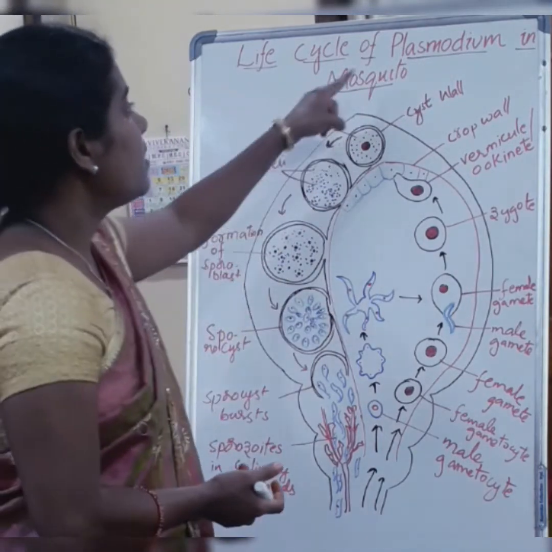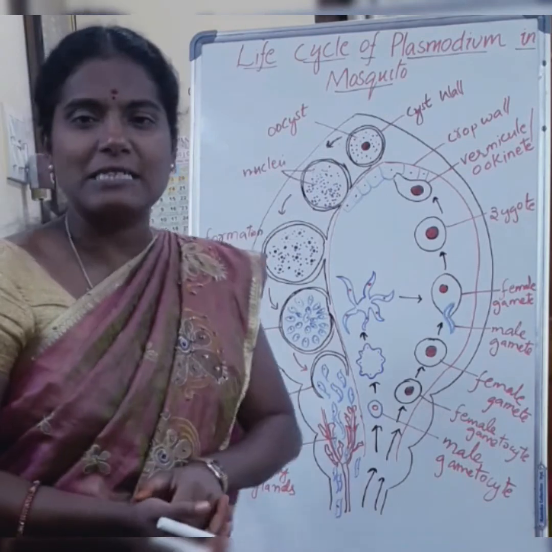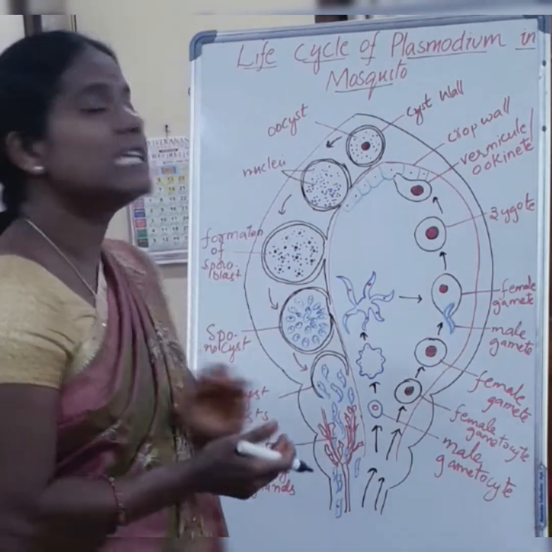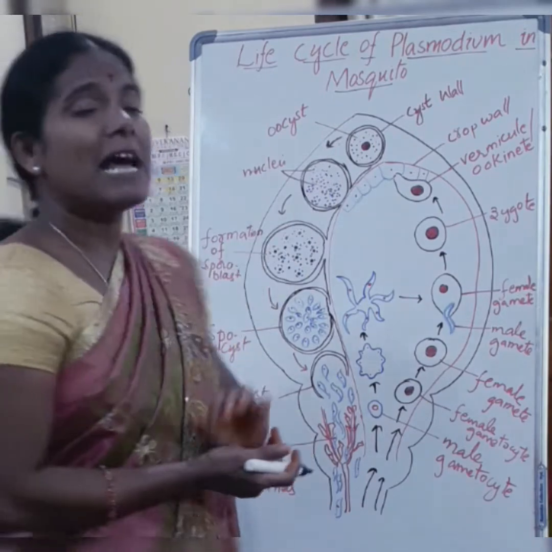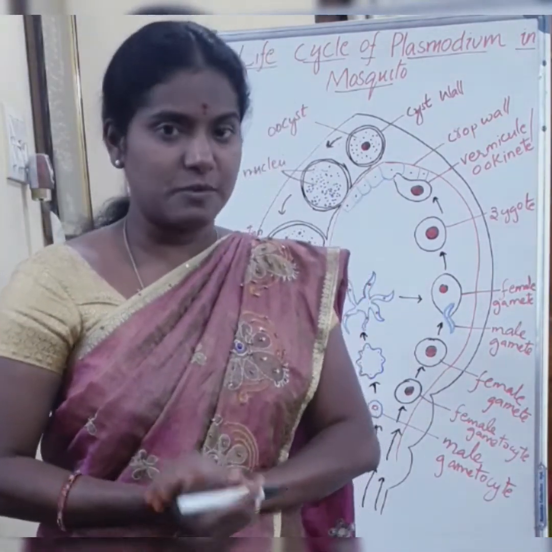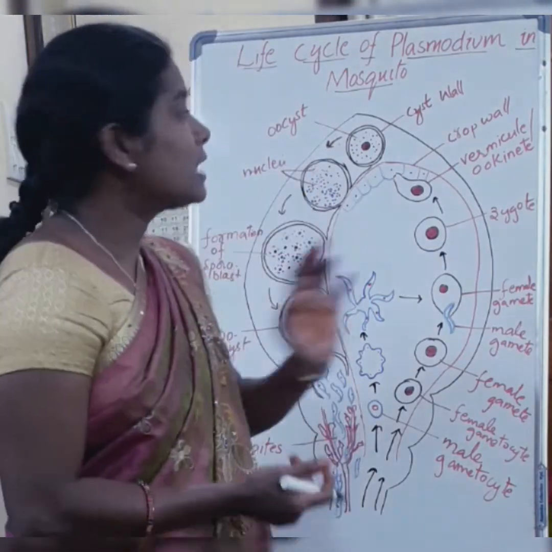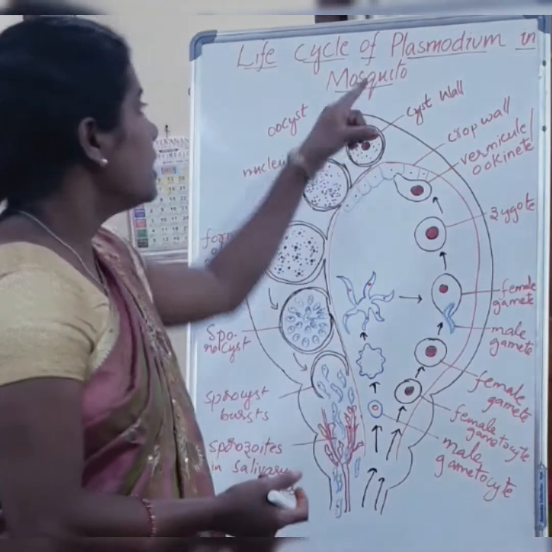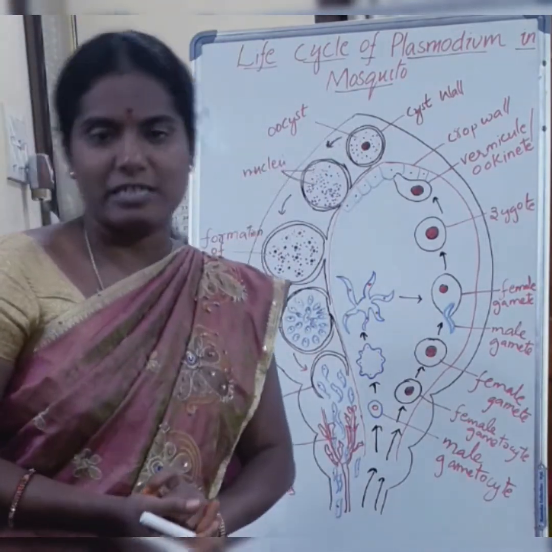What is Plasmodium? It is a protozoan organism that causes the disease malaria. The Plasmodium organism undergoes two types of reproduction: one is asexual reproduction and the other is sexual reproduction. In the mosquito, it undergoes sexual reproduction.